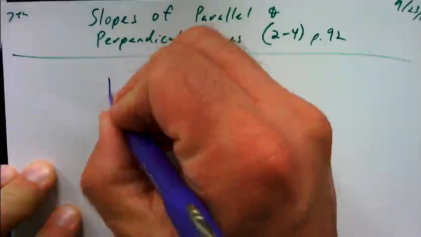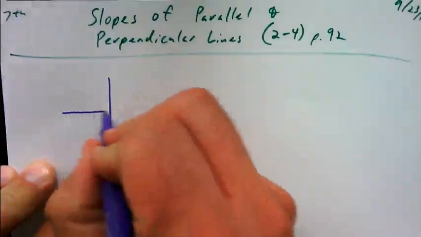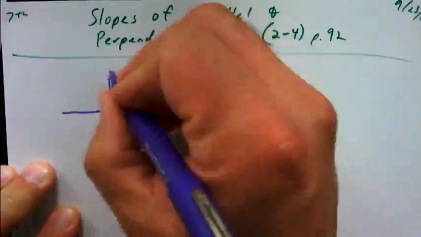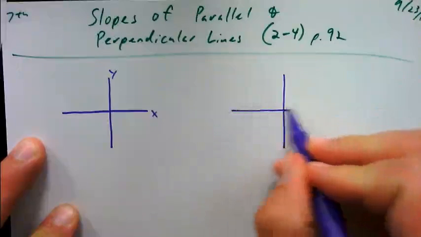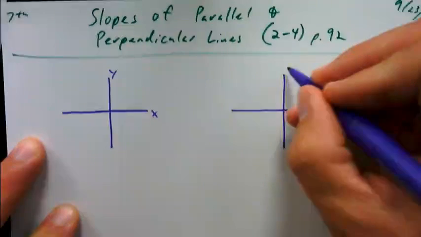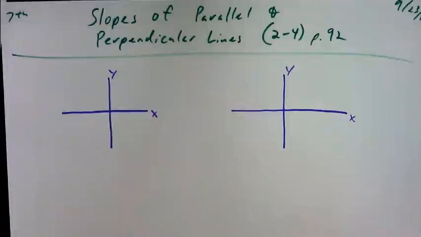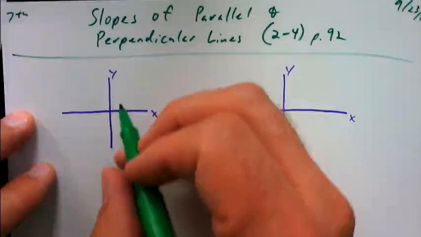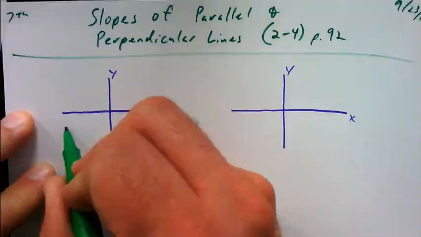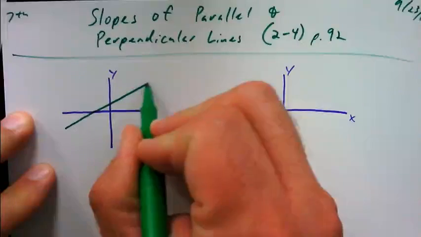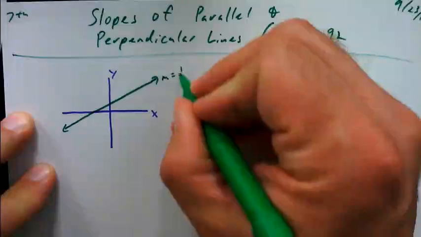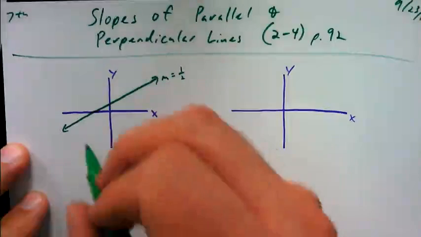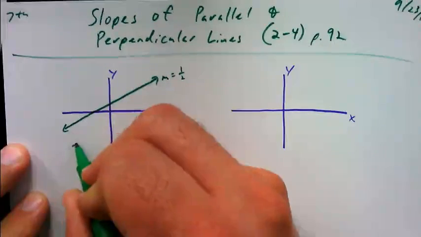So I'm going to draw two coordinate planes here. Here's a coordinate plane, so this is my x and my y axis. Here's a coordinate plane, x and y axis. And on the first one, I'm going to roughly draw a line that has a slope of about 1/2. It doesn't have to be perfect. I'm going to say the slope of this line is 1/2. And then I'm going to draw a line that appears to be parallel to it.